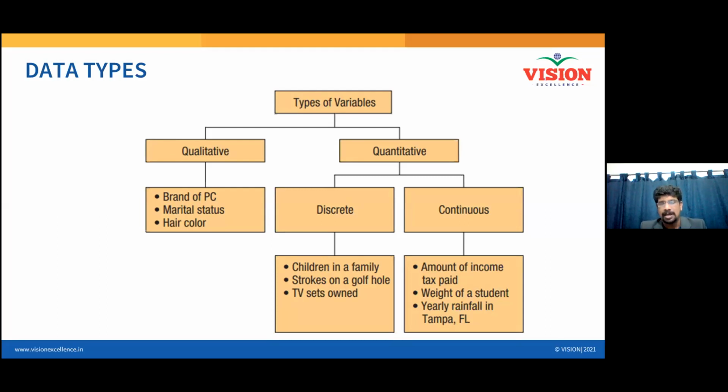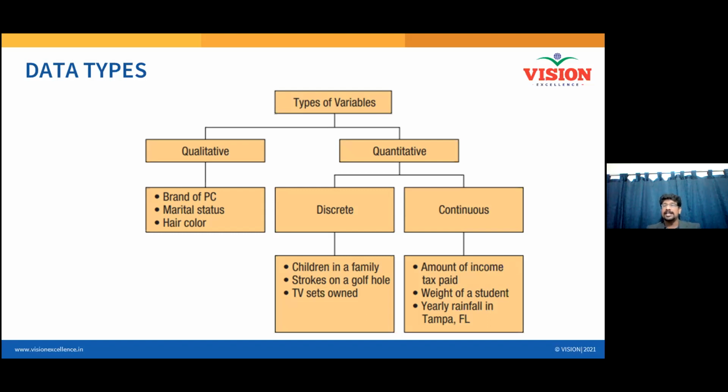Qualitative data is just a brand, a color. Normally we used to call it a common noun or proper noun. But quantitative data is normally used for analysis. In quantitative data, we have discrete and continuous. Discrete data is normally a complete one, that is, a countable one. Continuous data is normally a measurable one. It can be measured more accurately and it is changing.